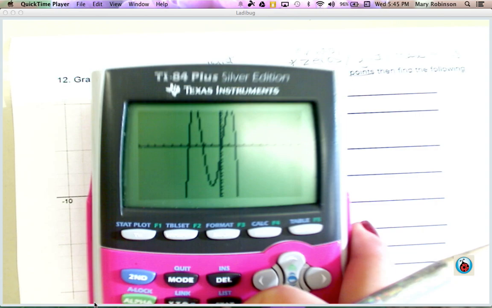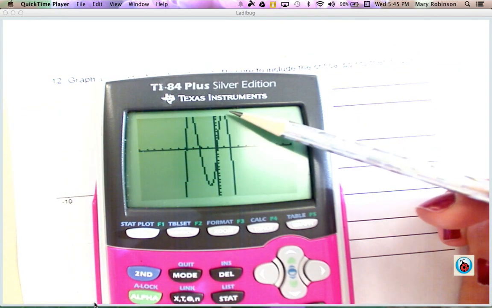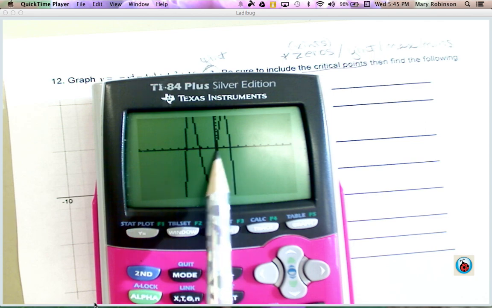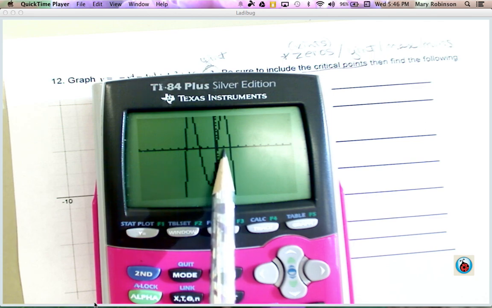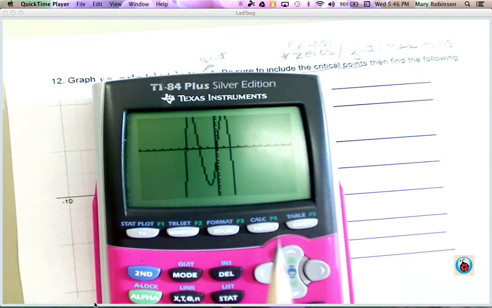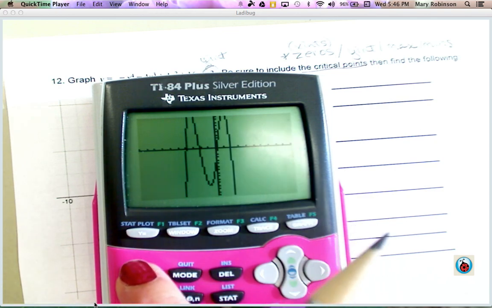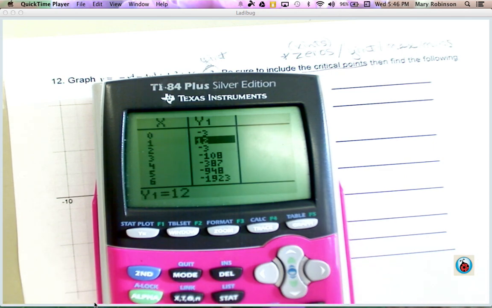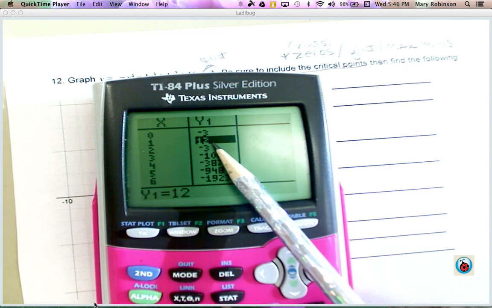So if I look at the graph right now, I don't see as high as I need to. But what I do see is that somewhere around 1, up here, my y value will reach a peak and then change direction. So I'm going to look at my table by going to second graph, and I see that when x is 1, in fact it does go up to 12.